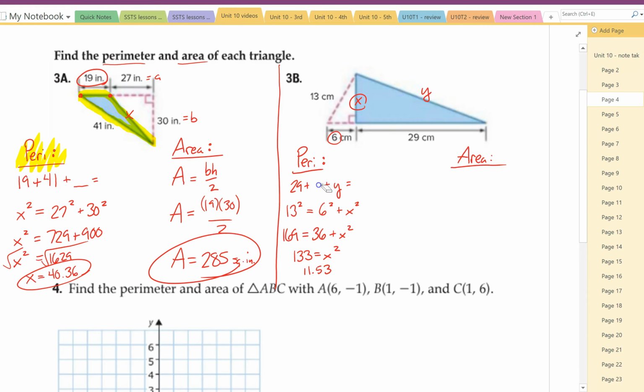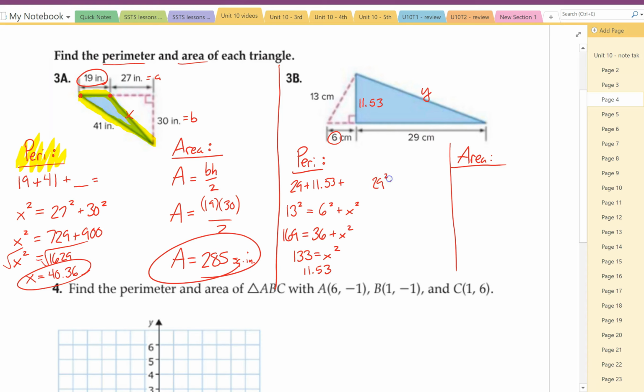So X, I now know, is 11.53. So I can fill that in, but I'm still going to have to figure out what Y is. I know that that side is 11.53. Before I can figure out the perimeter, I need to know what this side is. Well, I'm going to use the Pythagorean theorem again. I'll do it over here.